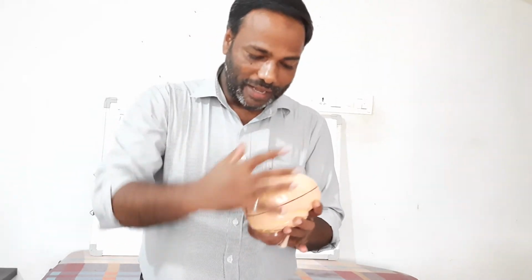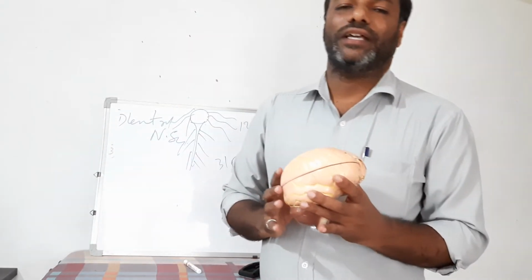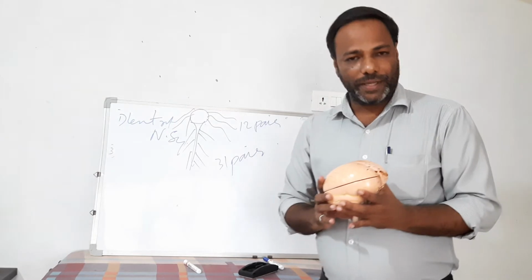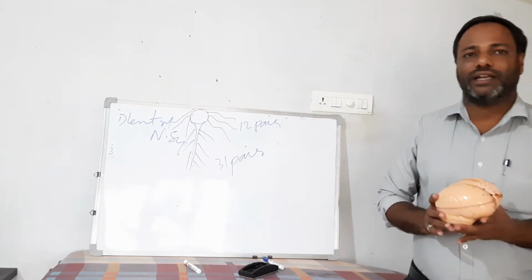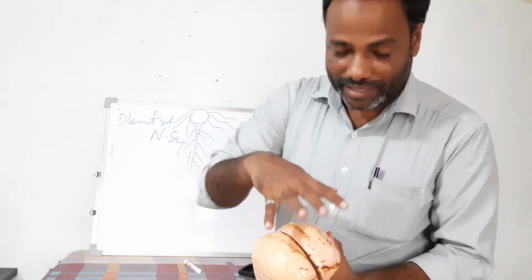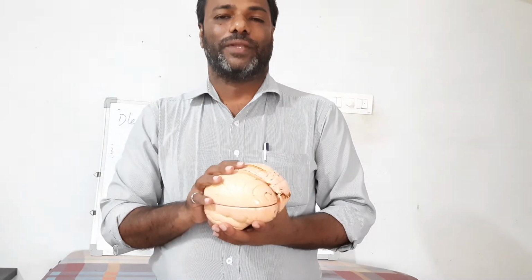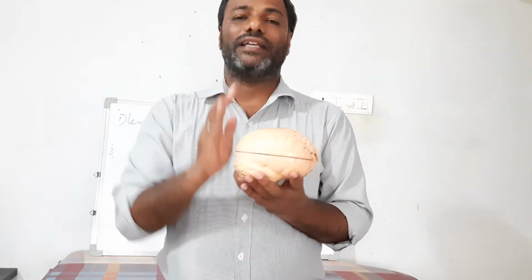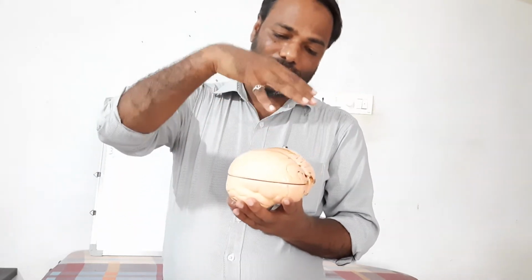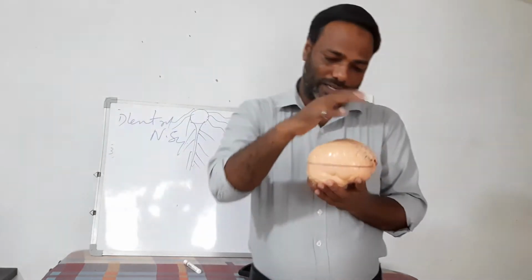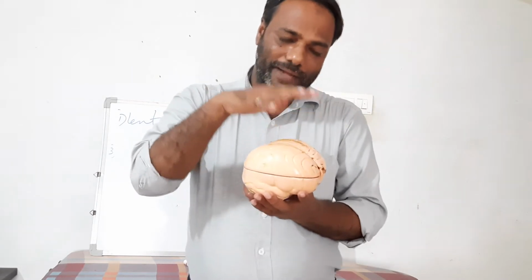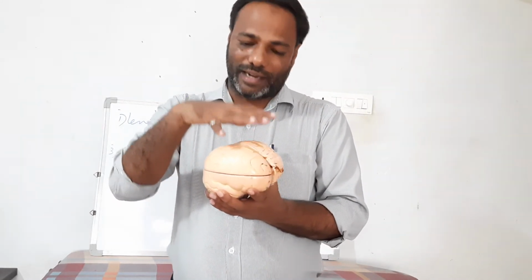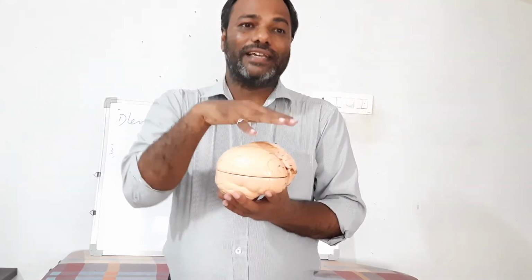Our brain is protected with the bony structure called the skull. Inside the skull there are three layers, the meninges: one, two, three layers. This is also protection. After that only the brain. Do you know, inside a helmet some thermocol-like structure is there? Like that, here three layers are there.